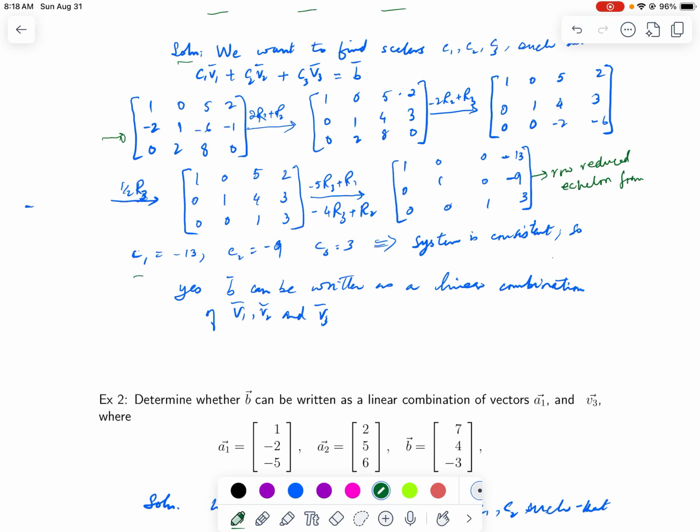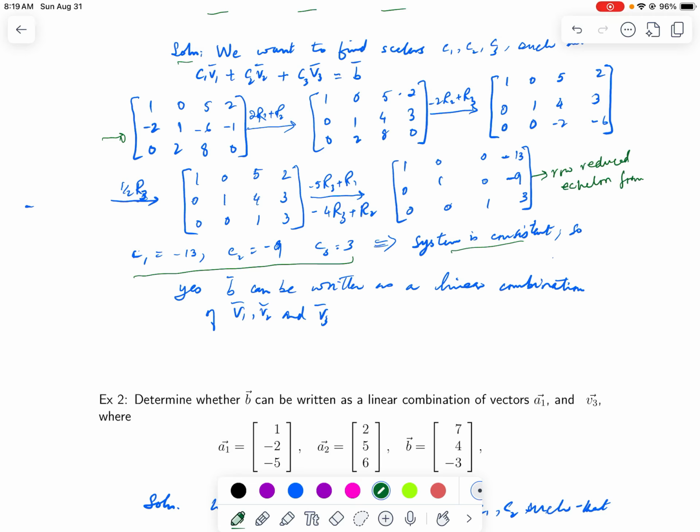Now we are not very much interested in this solution. We are more interested in whether the system is consistent or not consistent. So since the system is consistent, yes, b can be written as a linear combination of the given vectors v1, v2 and v3.